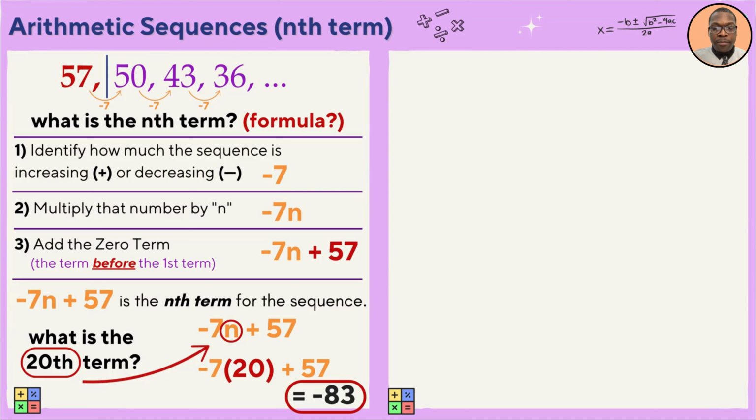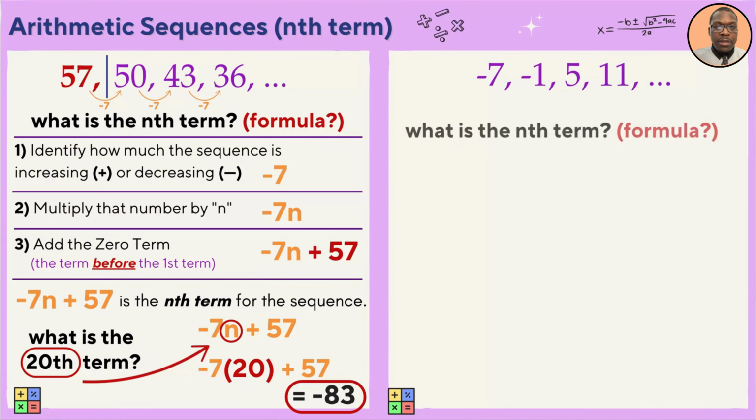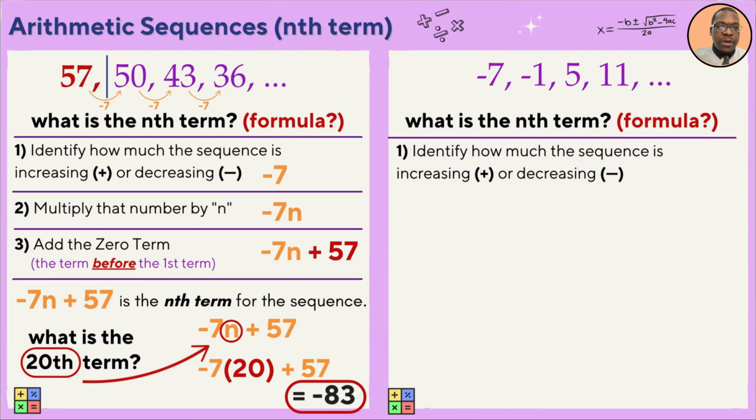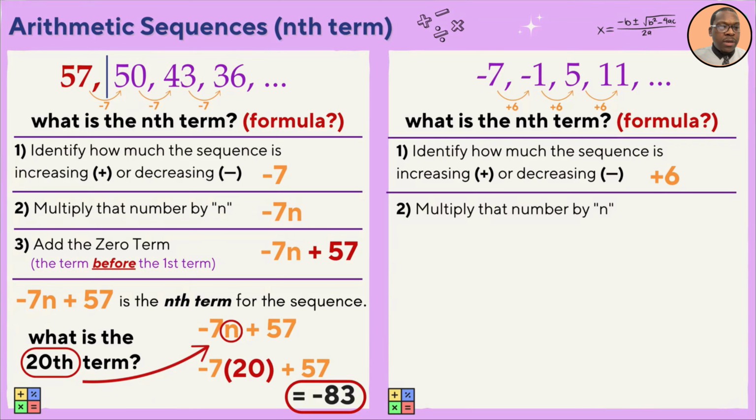Now, let's go a little bit faster when we do the next one just to see if we understand the steps. Okay, what is the nth term or what is the formula? Step 1, identify how much the sequence is increasing or decreasing. Well, to go from negative 7 to negative 1, that's getting bigger. That would be getting bigger by 6, plus 6. From negative 1 to 5, plus 6. From 5 to 11, plus 6. So positive 6 is what it's increasing by every time. Second step, multiply that number 6 by n. That would give us 6n.